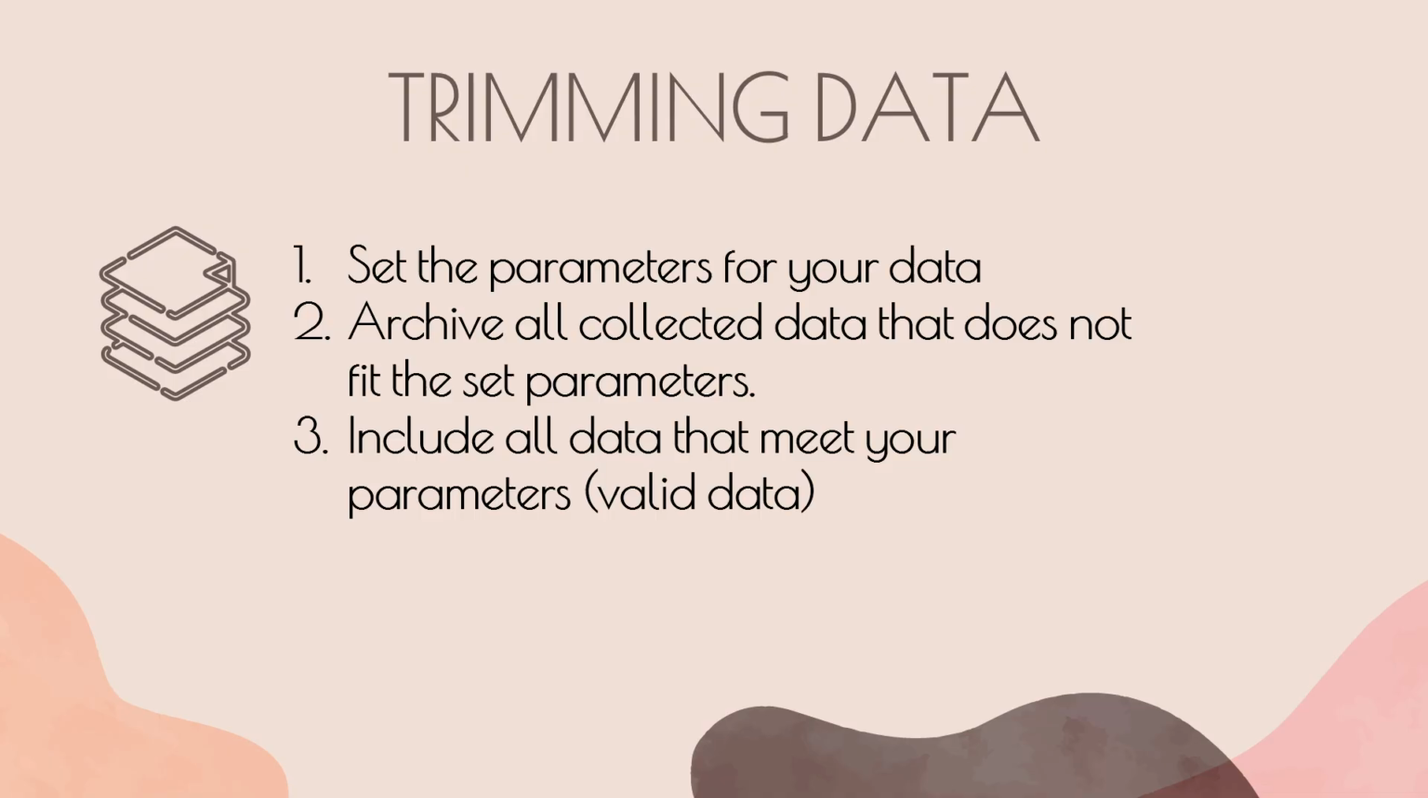Next, we trim the data. When we say we trim the data, we remove the data that is not supposed to be included in our data analysis. So the first step is to set the parameters for your data, and then archive all collected data that does not fit the set parameters. And finally, include all data that meet your parameters, which we refer to then as valid data. So basically what we're trying to do here is to ensure that the data that we're going to proceed into data analytics would be valid and verified.